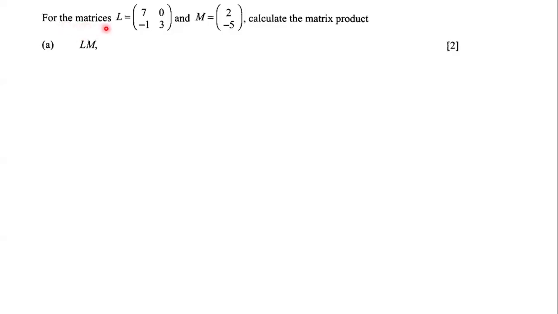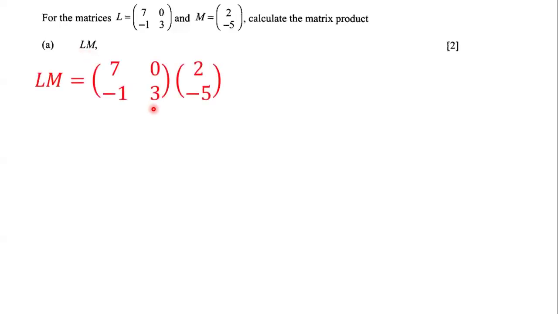For the matrices L and M, calculate the matrix product LM. Now, matrix L contains the entries 7, 0, -3, 3, and matrix M contains the entries 2 and -5. And our goal is to calculate the matrix product LM. Now, this is L multiplied by L. I'm sorry, this is L multiplied by M.